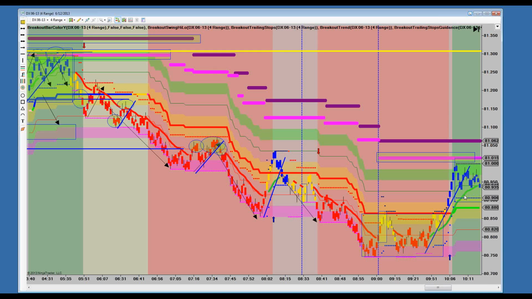Right edge of the chart. Follow along with me, everybody. We'll open it up for questions in a little bit. We're trying to get through the basics of breakouts and range and probe trades. We want to make sure that everybody's on the same page.